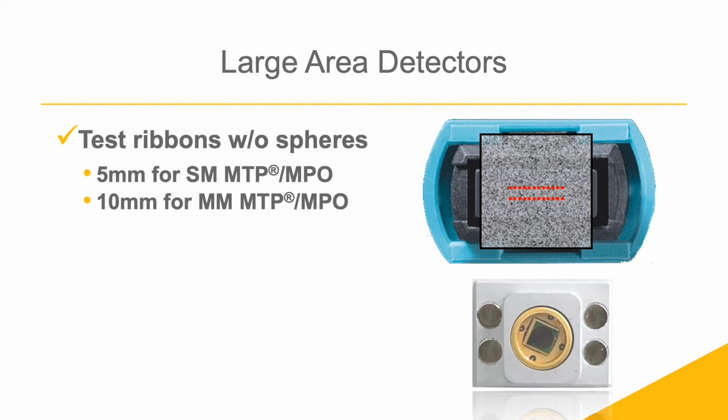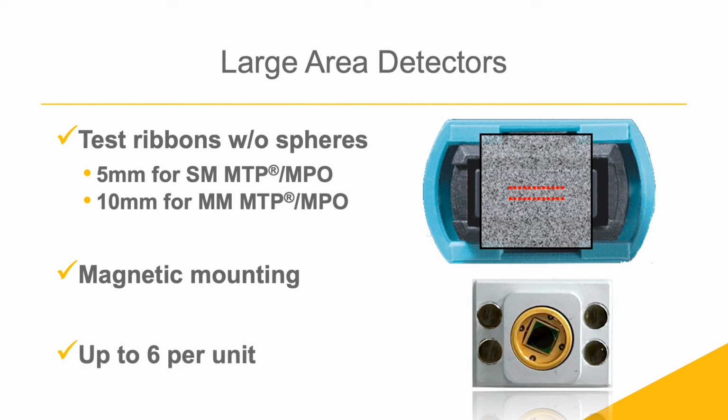Large area detectors feature convenient magnetic mounts that allow one to quickly change between termination types. The OP710 and OP740 can fit up to 6 large detectors per box. The OP735 can fit only 1.